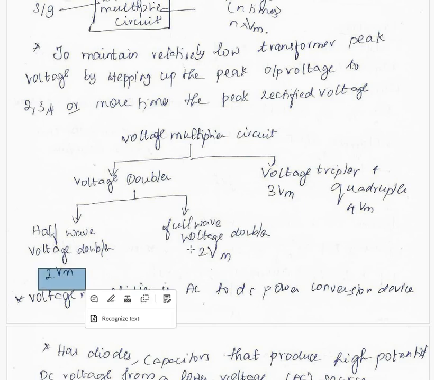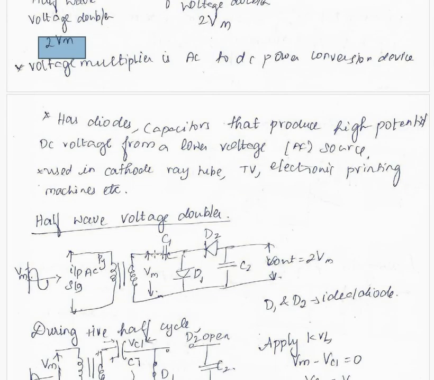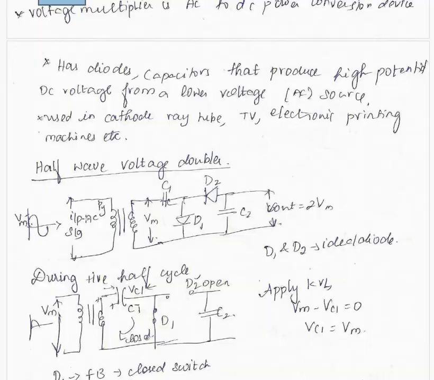That's for half wave and full wave voltage doubler, or it may be a voltage tripler where the output would be 3 Vm, or quadrupler where the voltage would be 4 Vm. So the voltage multiplier is an AC to DC power supply conversion device. It has diodes and capacitors that produce high potential DC voltage from a lower voltage source. So it's used in CRT, TV, electronic printing machines, etc.